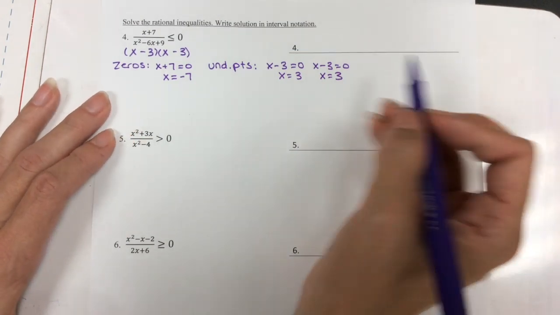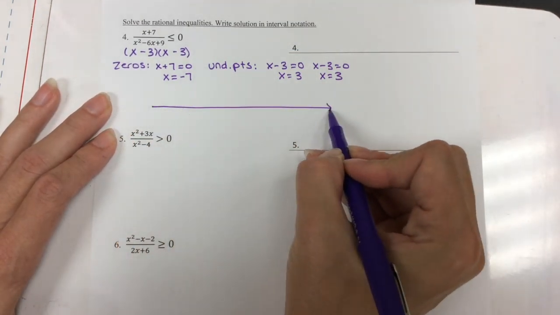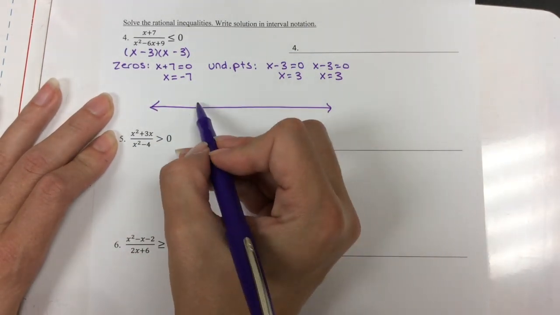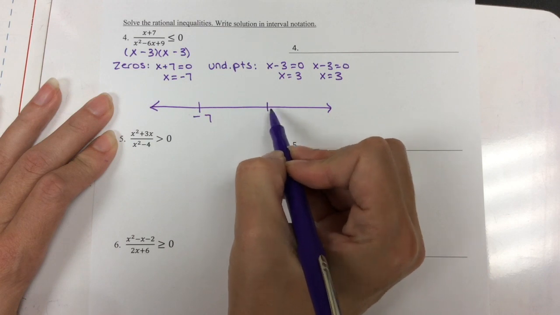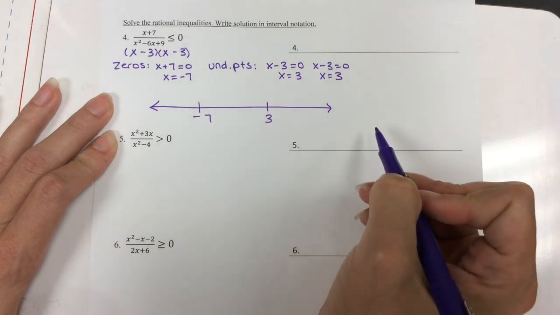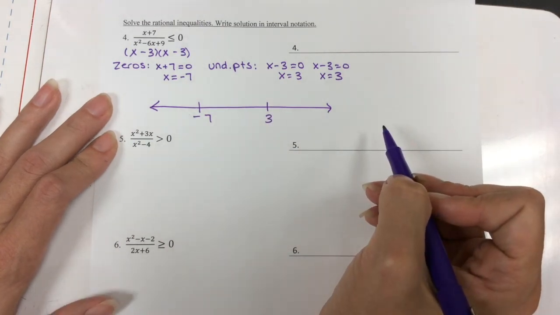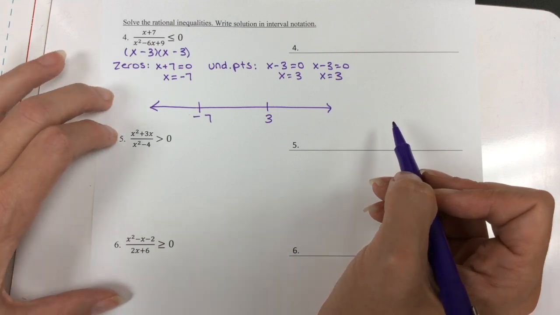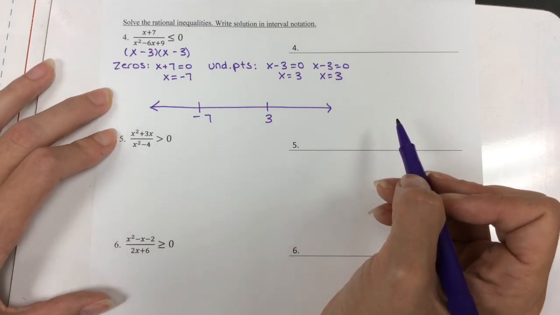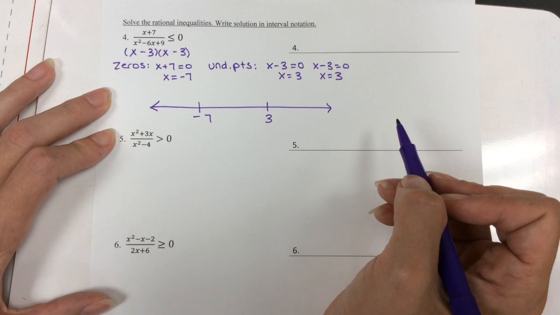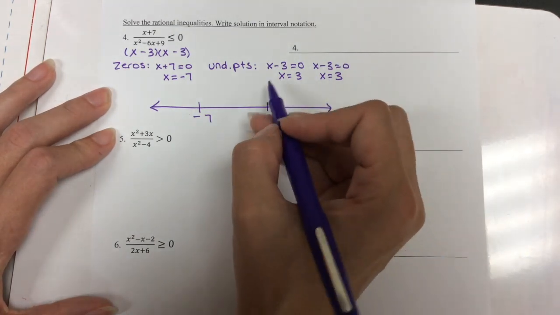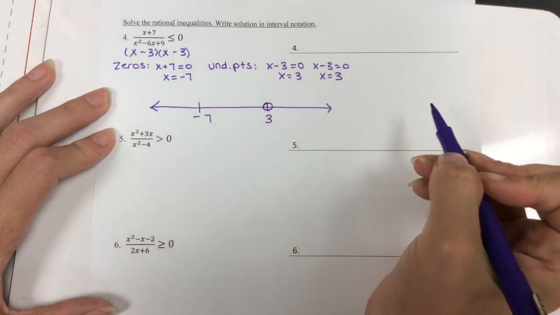Then we're going to go to our number line. And we're going to put all of these points on our number line. First we have -7, and then we have +3, excuse me. All right, to determine whether we use open circles or closed circles depends on whether or not we include the points. Okay, undefined points. Will we ever include undefined points? No, because they're undefined. So undefined points are always going to be open circles.